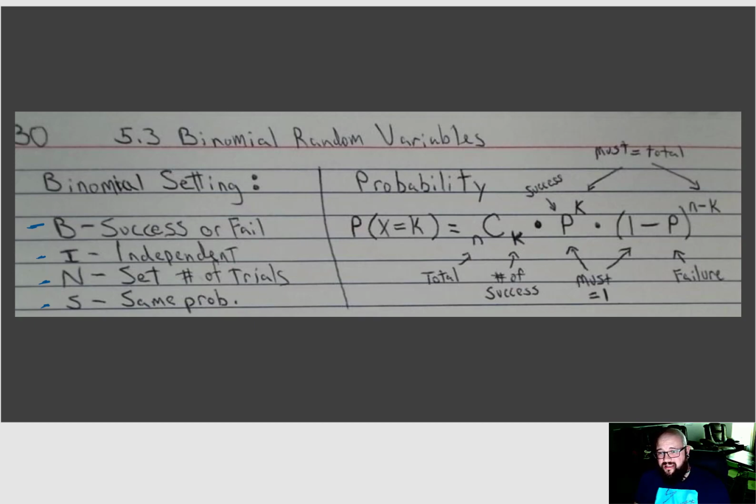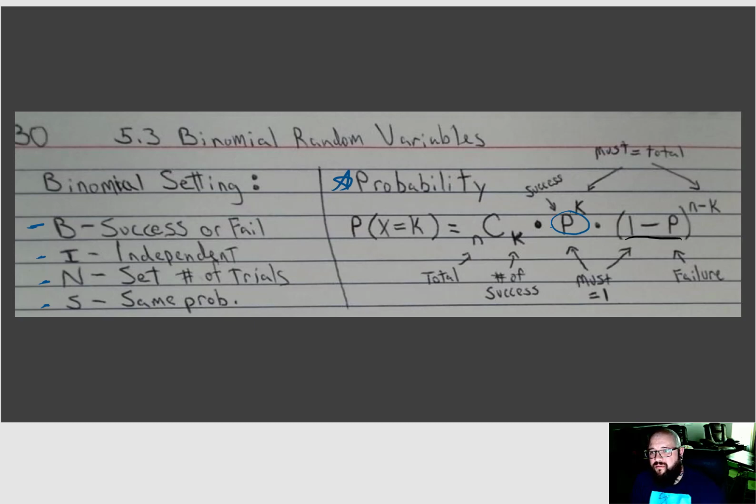With a binomial setting, we're able to do this probability calculation right here. The probability of X equals k is equal to your combination times the probability raised to the power of your successes, the number of successes, times 1 minus your p-value, so 1 minus your success overall, raised to the power of your fails. So this is dealing with success right here, and your failures are dealing with this guy.